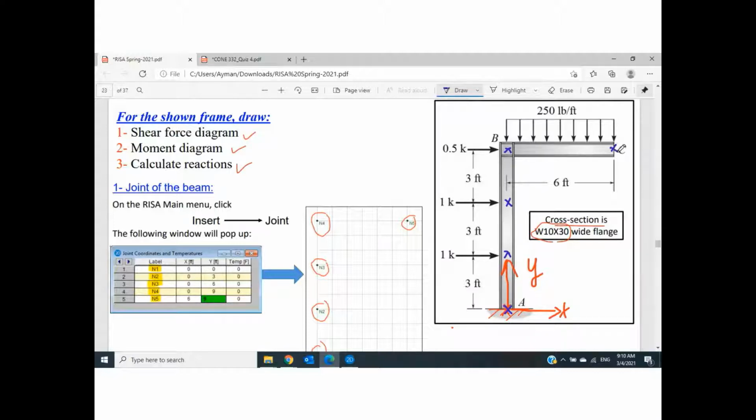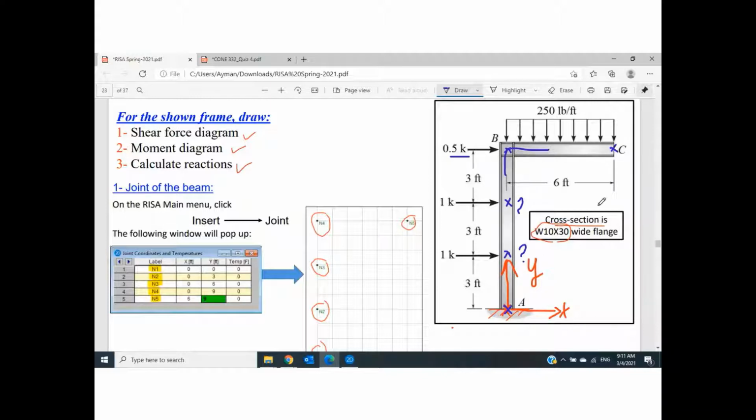I have question. Why this node? For one reason, because I have horizontal concentrated force 1 kip. Why this node? The same reason, 1 kip. Why this node? Because we have end of member and another member, so we have connection between two members, and also we have concentrated force. And why this node? The end of the member.